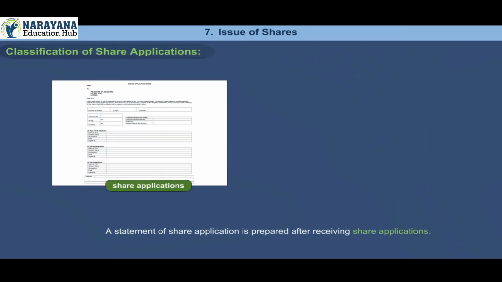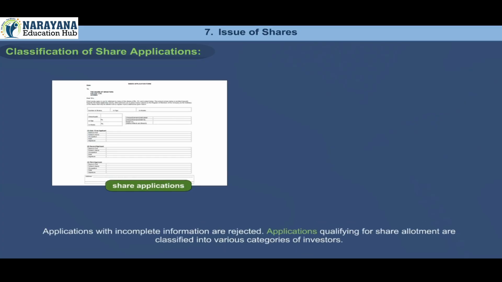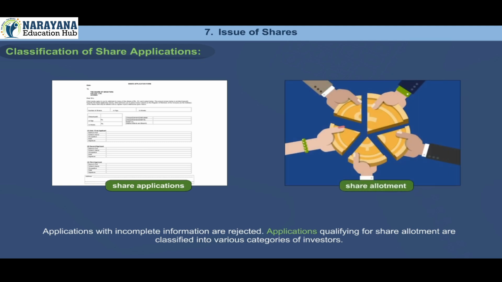A statement of share applications is prepared after receiving share applications. Applications with incomplete information are rejected. Applications qualifying for share allotment are classified into various categories of investors.